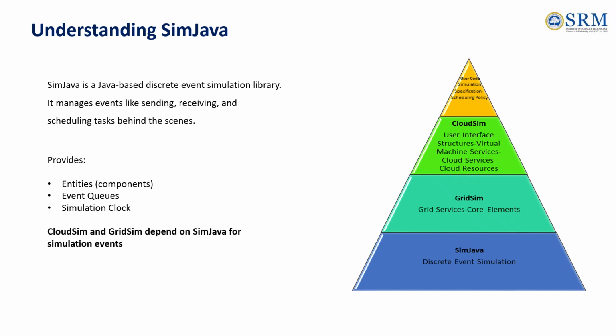Next comes CloudSim. CloudSim is built on top of GridSim and provides cloud-specific features such as user interface structures, virtual machine services, cloud services, and cloud resource management. At the top is the user code layer. This is where users define the simulation scenario, application configuration, and scheduling policies according to their experiment requirements. So overall, the diagram shows that SimJava forms the base event simulation engine, GridSim extends it for grid computing, and CloudSim further extends it for cloud computing. And finally, users build their simulation experiments on top of these layers.